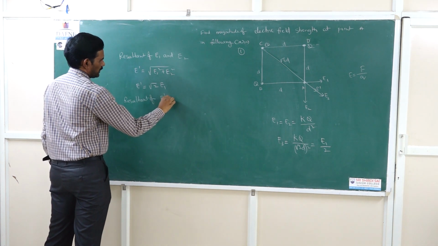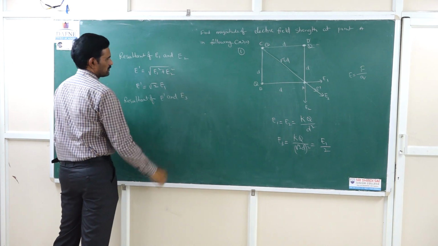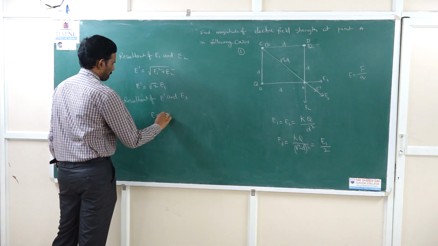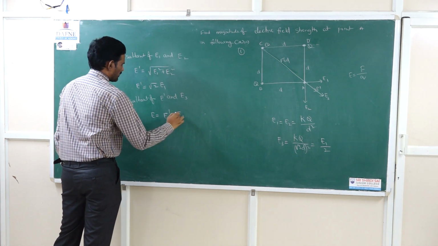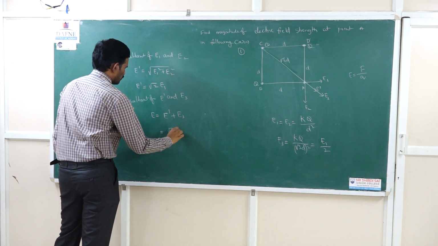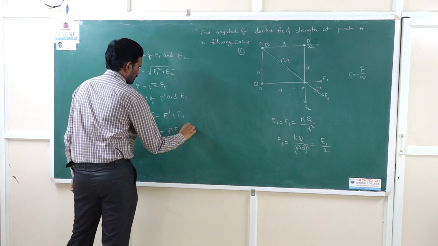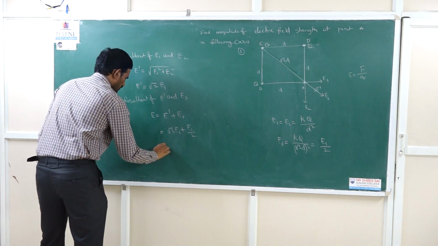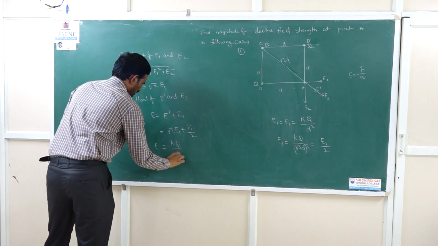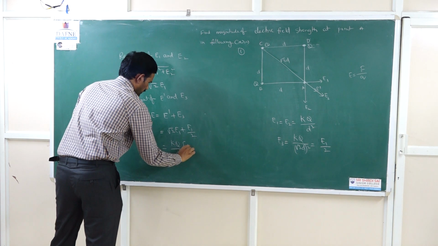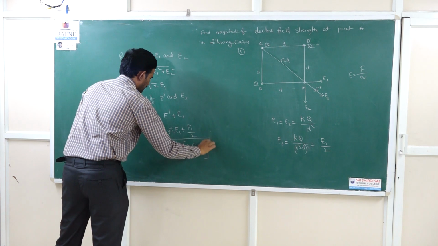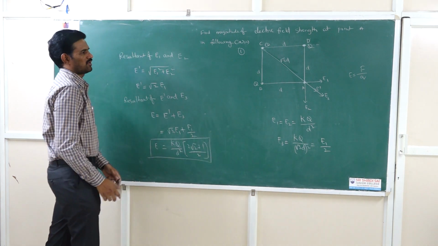So now I am writing that resultant of E dash and E3. So that is nothing but our net electric field at that point. So I can write this as E dash plus E3. So E dash is equal to root 2 E1 plus E3 is nothing but E1 by 2. So that you can take E1 common and you can substitute that E1 value, KQ by D square into 2 root 2 plus 1 by 2. So that will be the electric field strength due to those three charges at the corner A.